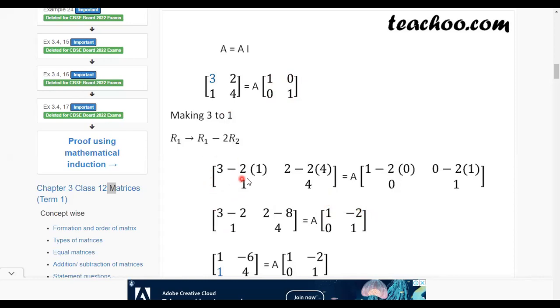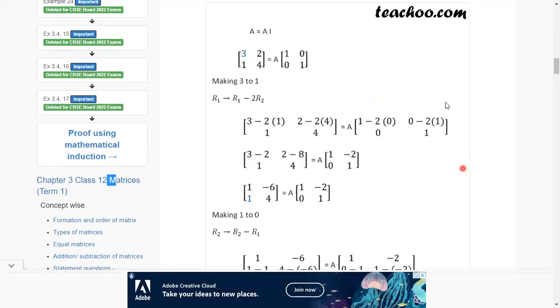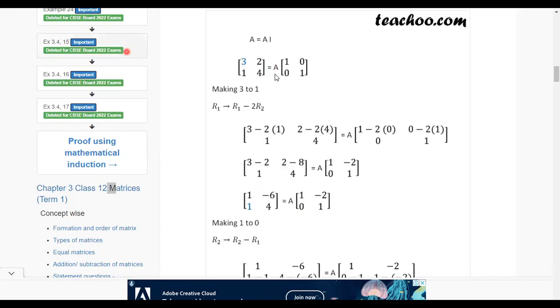So only the first row you need to change, on this side also. But the second row will remain as it is. What are the elements of the second row? 1 and 4, 0 and 1. That will remain as it is. So now we have got the 1 in our first row. Wait, I'll explain.